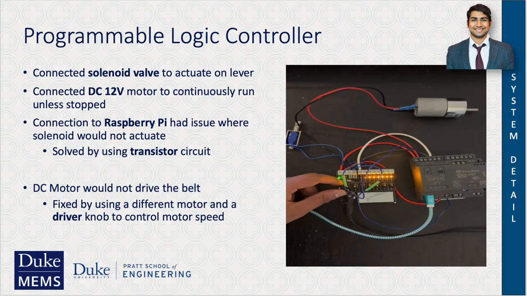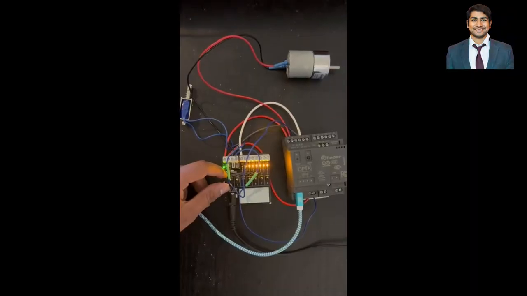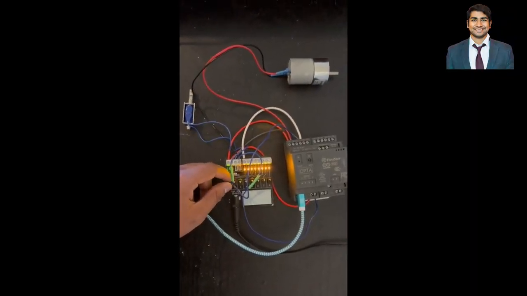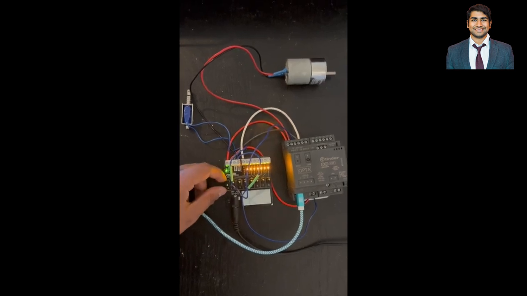And so basically how we went about this was, the first step was to connect the solenoid valve to actuate the lever. And as you can see from this video, this was the preliminary test. And you can see it works. When you click the switch, it will turn on.